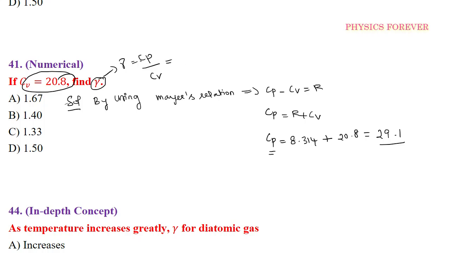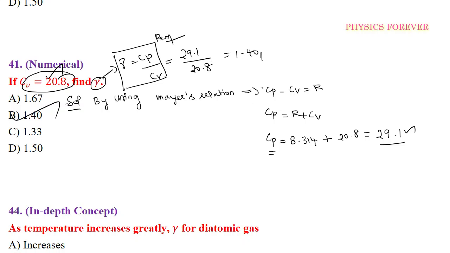So the Cp value is 29.1 and the Cv value is 20.8. We just divide 29.1 by 20.8 and we get 1.40. So which option is correct? Option B is correct. So you have to remember these formulas.